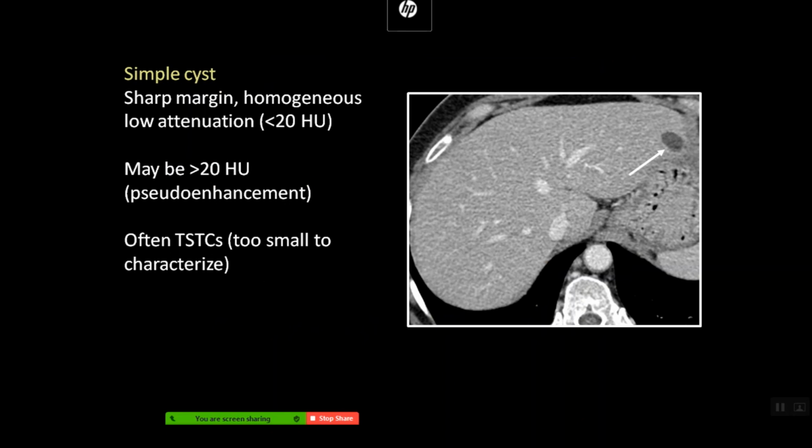Alright, so simple cyst is straightforward, right? But often I still see reports which say cystic lesion instead of calling it a simple cyst. There's a big difference between a cystic lesion and a simple cyst. A cystic lesion can be malignancy also. A simple cyst is always benign. So when you see a simple cyst, you just call it a simple cyst.